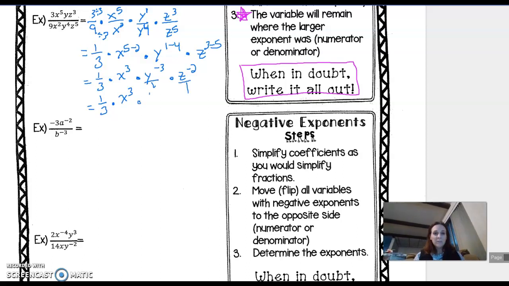Take the reciprocal and drop the negative. Sorry, take the reciprocal and drop the negative. Oh, let's see. I'll squeeze it in here.